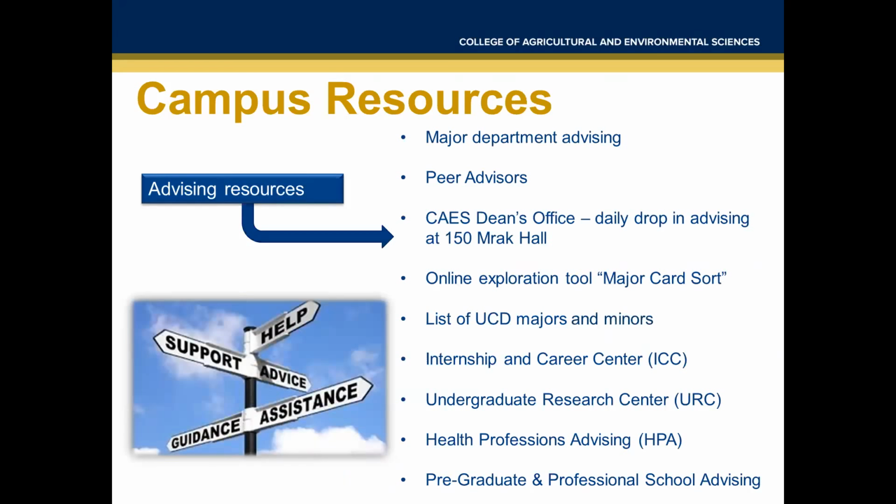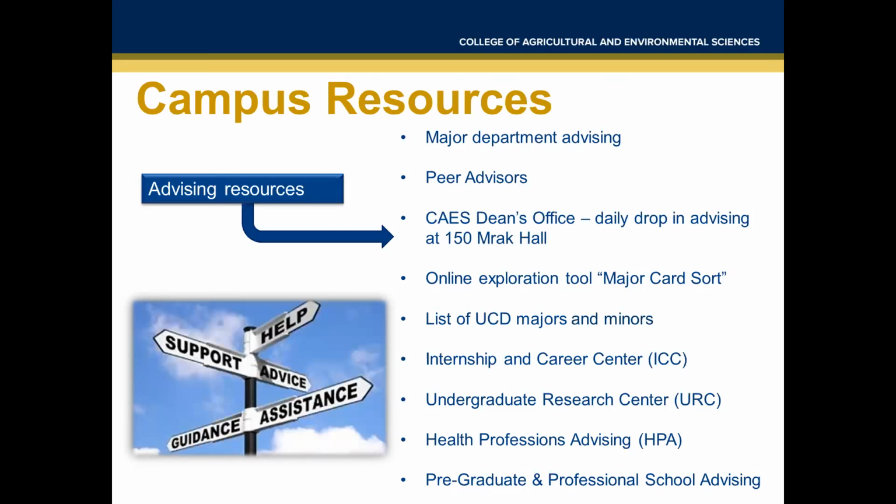Many departments also have peer advisors. Some of them are still around in the summertime. Peer advisors can help you with schedule planning, class selection, finding resources and referrals on campus. You can come to the Dean's office if you have any questions specifically about your college or university requirements, of course, about your academic standing, exploring major direction, maybe discussing an academic or personal situation if you're not sure where else to go. If you're exploring different majors, you can look on the UC Davis homepage for something called a major card sort. It's a great online exploration tool.